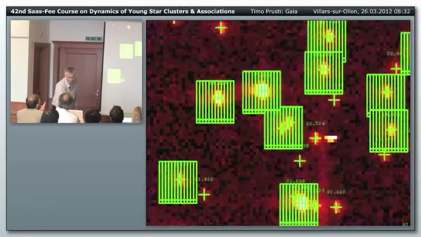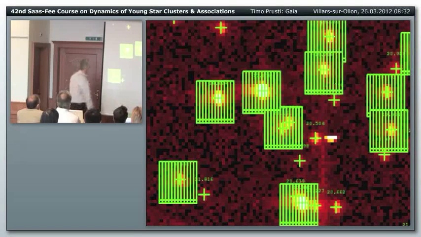Just very quickly, this is what the windows look like. Faint stars are detected, so Gaia could go deeper, but we have the 20 magnitude limit.